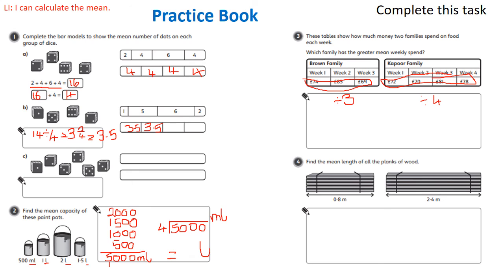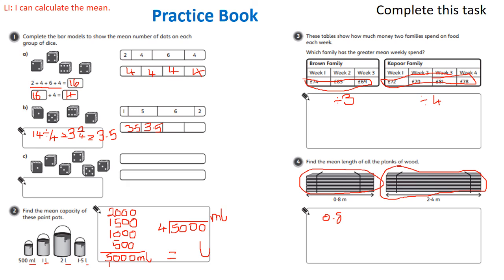Find the mean length of all the planks of wood. So we've got 1, 2, 3, 4, 5 there. 1, 2, 3, 4, 5. So the packs are the same. So I'm going to ignore that and just count this as 1. And that as 1. Because both packs have the same number of planks of wood. So now I can add these two together.